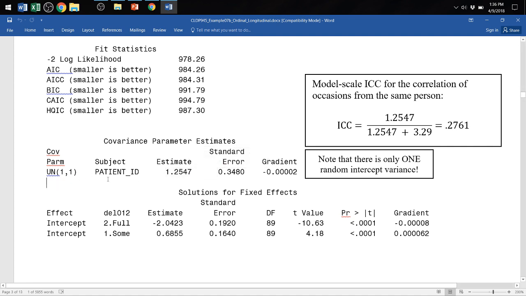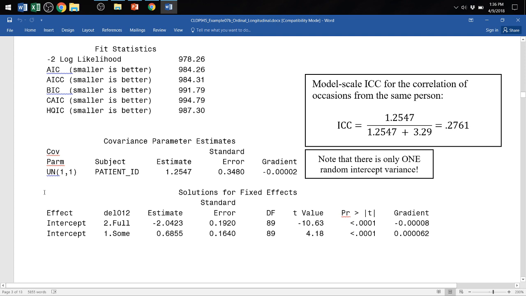What is normally under my random intercept variance? Residual, where'd it go? It's not estimated. And that's why in the equation for the ICC there, and this is what you will do in your homework, anytime you're working with logits, you get to throw in 3.29. That's the model scale ICC.